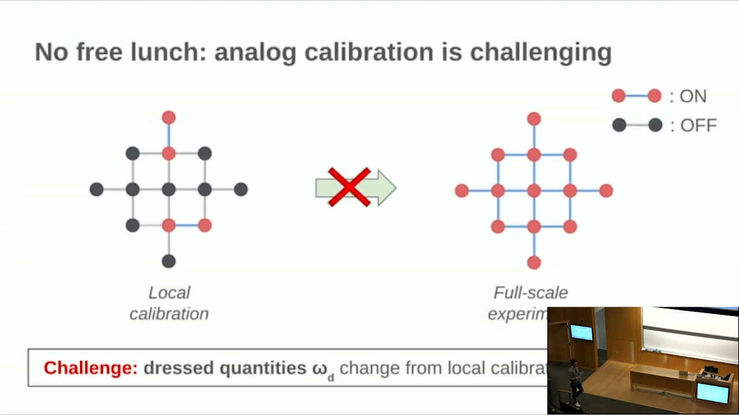Now, in the digital case, if you perform this calibration, you can almost take it directly to your circuit, because these pairwise calibrations are calibrations of your entangling 2-qubit gates. In analog, that's not the case, because when we go from what we learned on the left to our full-scale experiment on the right, all the dressed or hybridized quantities that we measured completely change. They change because we now turn on all the couplings at the same time. So we get new hybridization in our system.